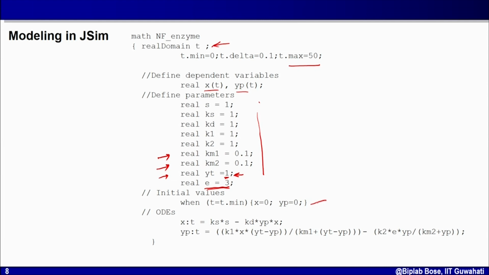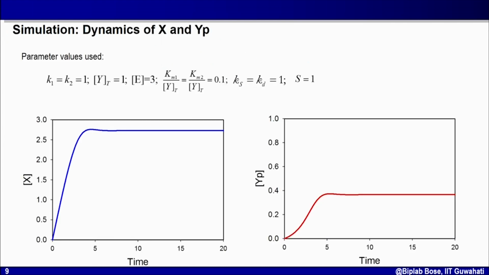Now obviously we have to declare the initial position. At t equal to 0, I have considered X equal to 0 and YP equal to 0, and the rest of these two are the two ODEs that we have written earlier. Now if I simulate the system, I can get this type of result. I have taken certain parameter values. The critical parameter, the ratio of Michaelis-Menten constant and total amount of Y, the substrate, is kept at 0.1, so it is less than 1. So we are supposed to get a YP alkaline which is sigmoidal. I have kept E, the total amount of phosphatase, at 3, and for the input signal I have taken S equal to 1.